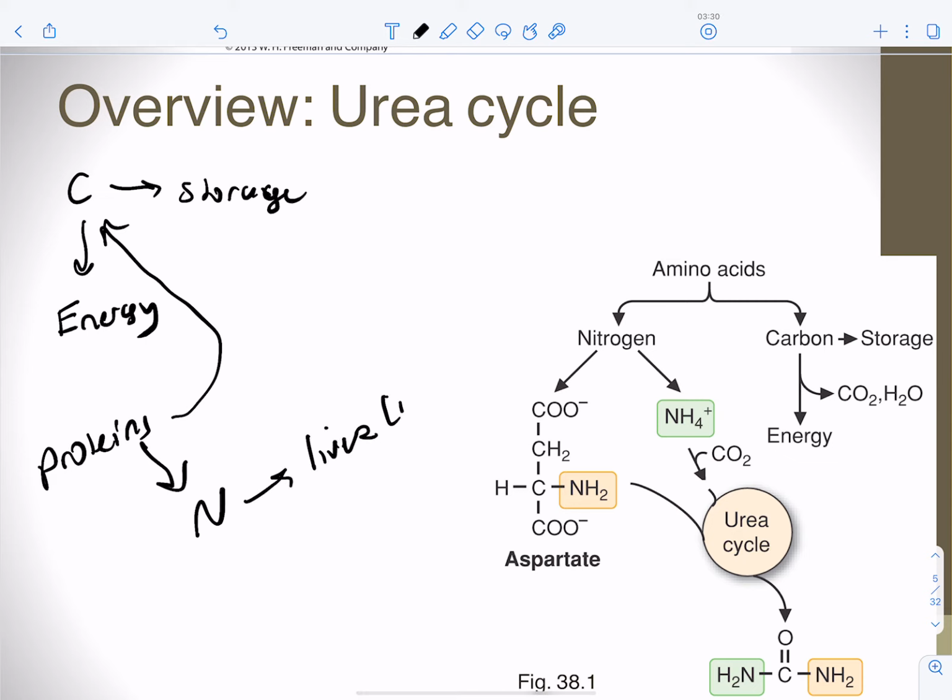In your urea cycle, you're going to get one nitrogen from ammonium. So there's one source of nitrogen. And then you're going to have a second nitrogen that's going to be added, and that's always going to come from aspartate. So your two nitrogens are going to form urea.